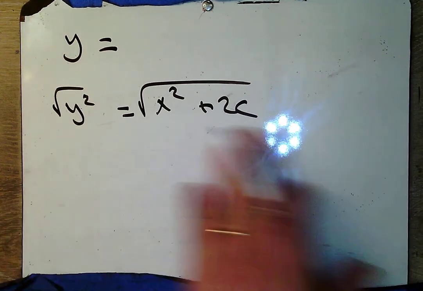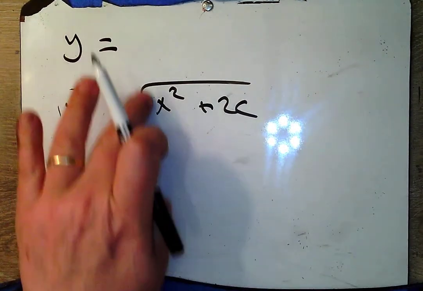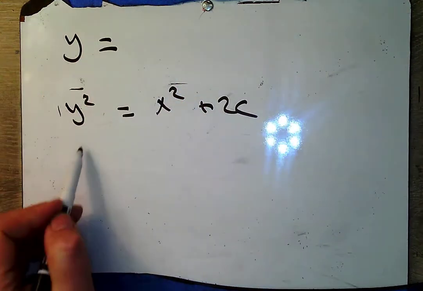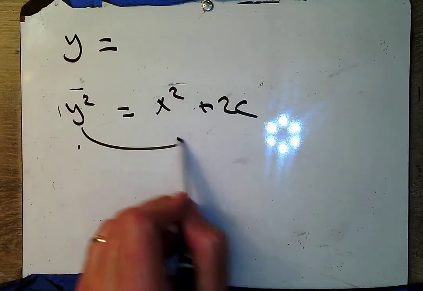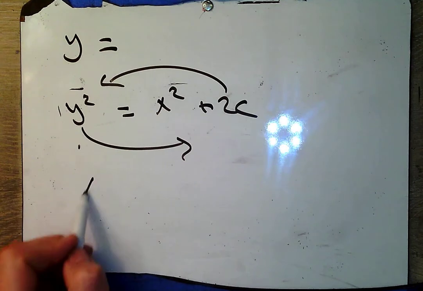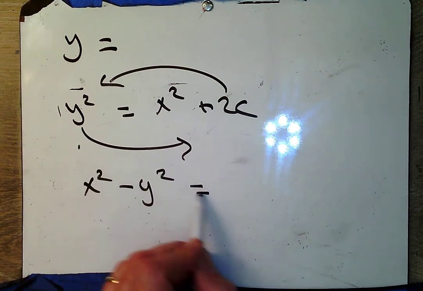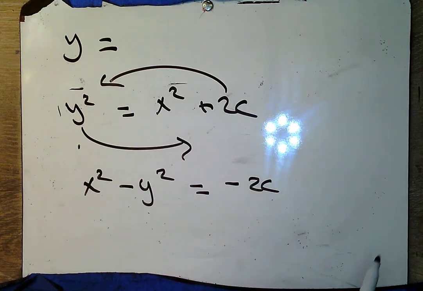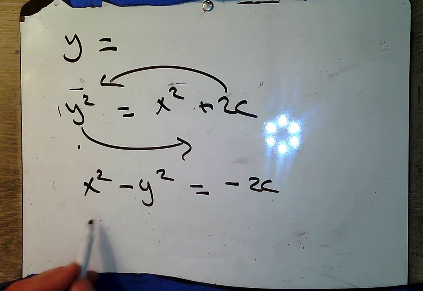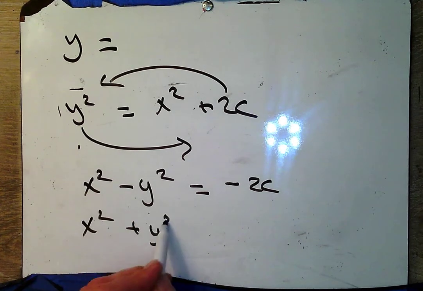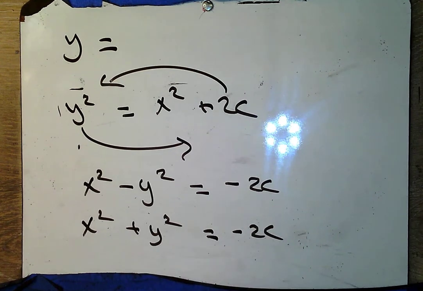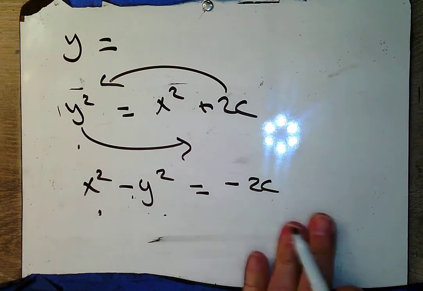If we go this other direction with this problem, we're going to actually move this here and that there. X squared minus y squared equals negative 2c. This is actually not x squared plus y squared equals negative 2c. This would be a circle, and as long as c turned out to be a negative number, we wouldn't have any problems with a negative 2 here. But this is a circle. That's not a circle. That's a hyperbola.